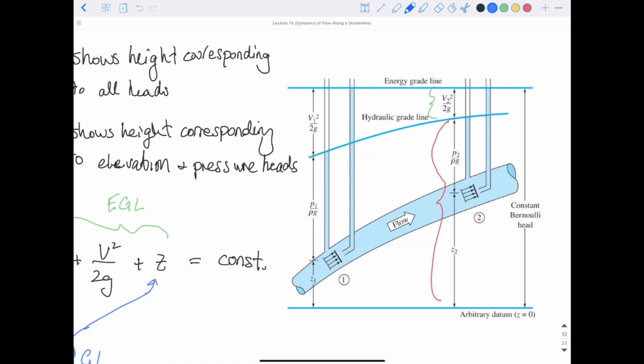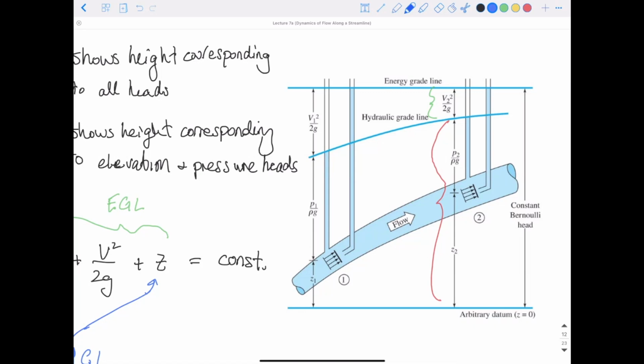So can anyone think of why a tap at the sidewall versus a tap in the middle of our flow would show a difference? Why does the middle of the flow show that velocity component, and why does the edge of our flow along the wall not show the velocity? Right, because of that no-slip condition.